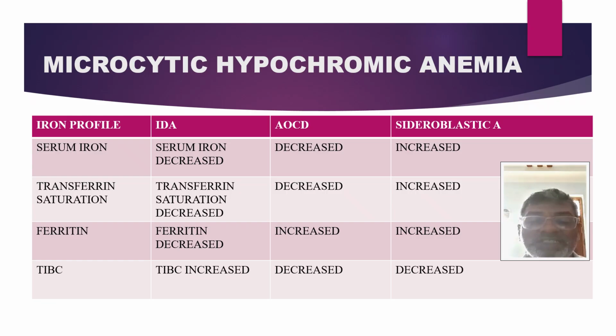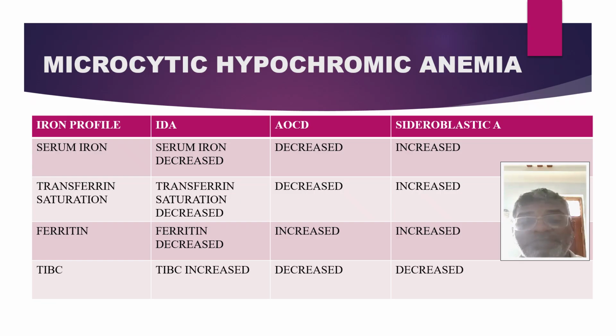So 2 by 6 is 1/3, that is 33% transferrin saturation is normal. So if the serum iron is less, the transferrin saturation will be less, and if the serum iron is more, the transferrin saturation will be more. And the storage form ferritin is inversely proportional to the total iron binding capacity. That means if the storage level of iron, that is ferritin, is decreased, then the total iron binding capacity will increase. And if ferritin levels are increased, then the total iron binding capacity will decrease.